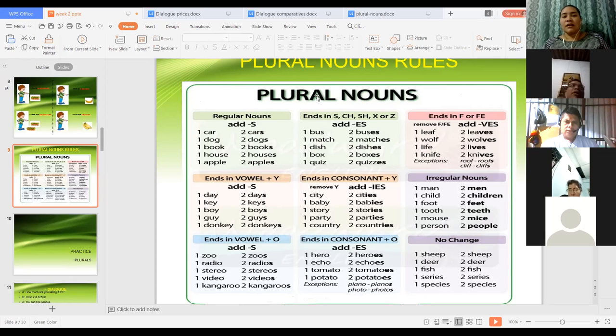Species, for example. No change, right? Those ones don't have any change, which means that they do not apply any type of rule. The plural is the same, right?